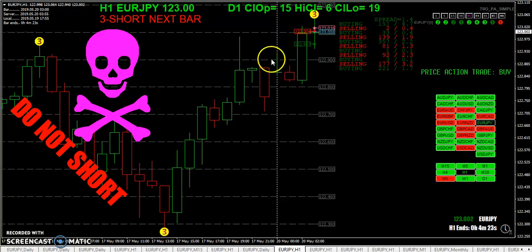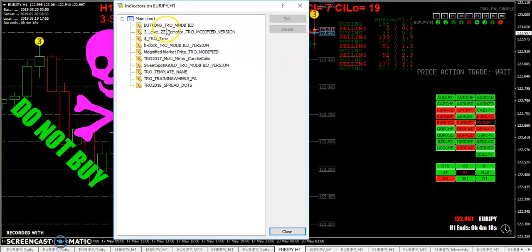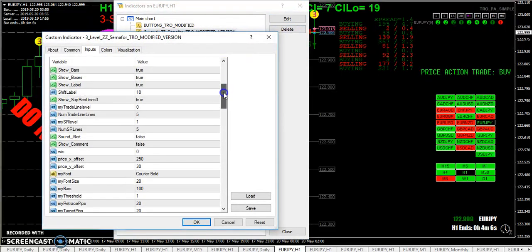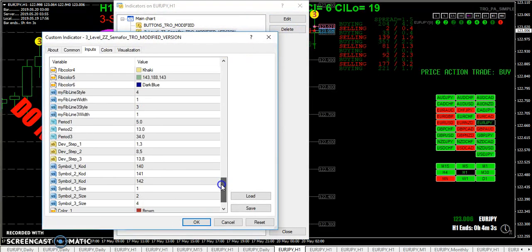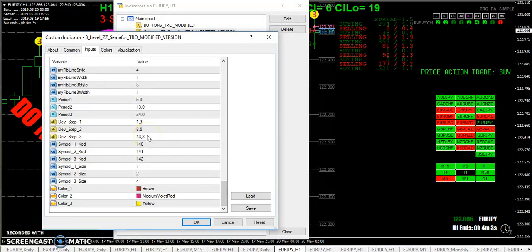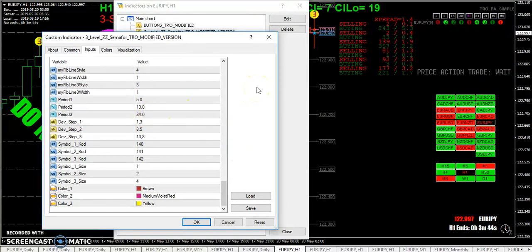Now, somebody was asking me about the significance of the 1 ball, 2 ball, and 3 ball. Basically, the 3 level ZZ semaphore indicator, ZZ stands for zigzag, and it's just showing you where price is zigging and zagging. And if you come down somewhere here to the bottom, see, period 1, we're using 5 periods. So we're looking to see a 5-period zigzag. Here, period 2, 13, period 3, 34. So it's looking for the zigzags.